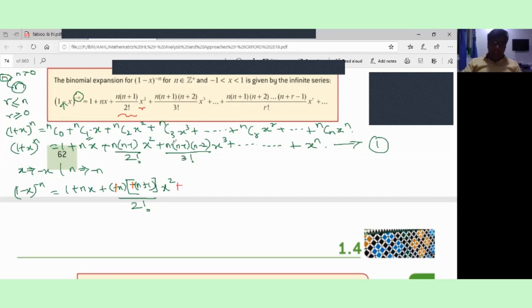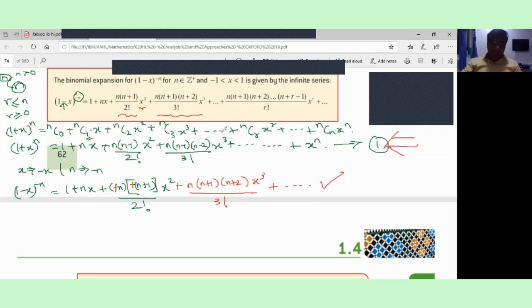Similarly, when you go ahead, just check it out. A negative from n, a negative from here, so 3 negatives, so you still have a negative. x cube will give you one more negative, so 4 negatives, a positive. So n into n plus 1 into n plus 2 into x cube upon 3 factorial. Check out the next term. I hope you understand this, right? So this is the way it goes on. This is the basics, and you should be knowing this.